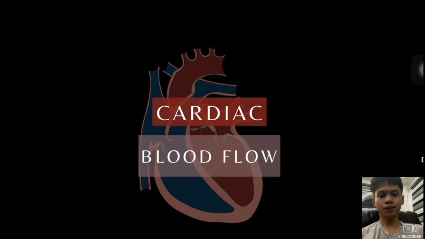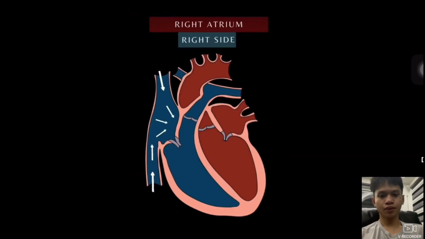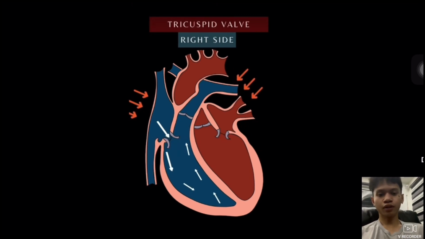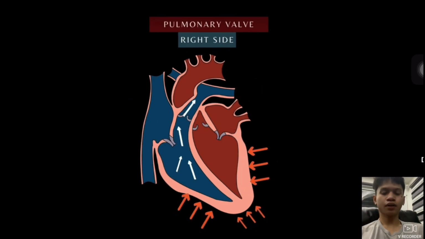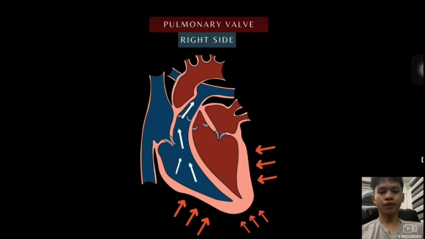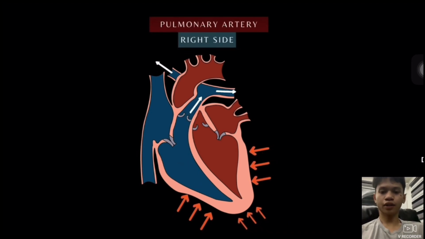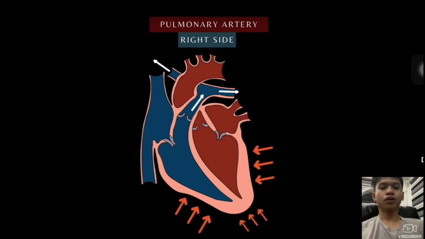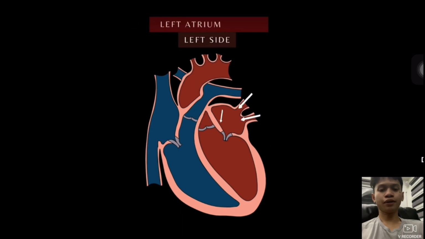Cardiac blood flow. Once the deoxygenated blood enters the superior and inferior vena cava to the right atrium, then it goes through the tricuspid valve to the right ventricle. Next, it enters the pulmonary valve, and next it enters the pulmonary artery to the lungs in order to oxygenate the blood.